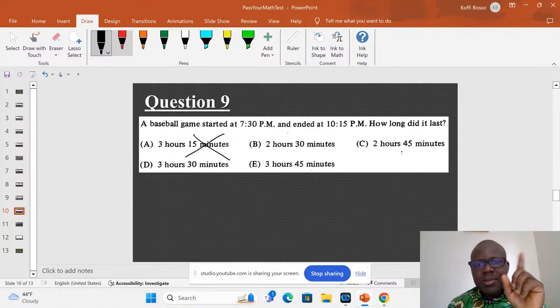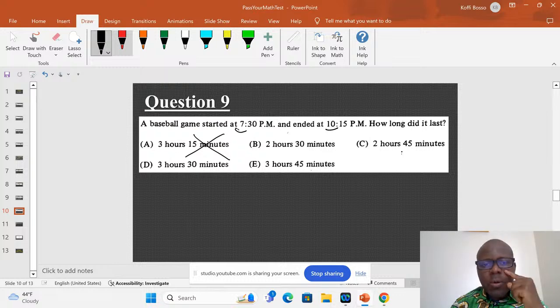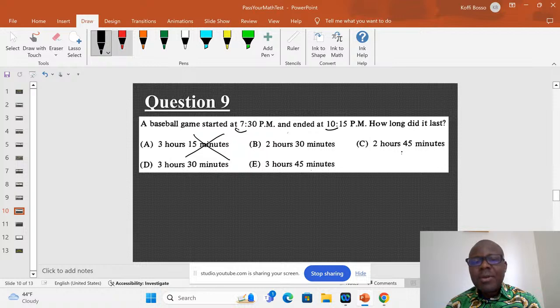Not good. This is not the correct choice. Yes, we are seeing that 7 here and the 10 here. So people will think, okay, from 7 to 10, you have 3 hours. Yes, from 7 to 10, we have 3 hours. But here it is not 7 to 10. It's 7:30 to 10:15. So before you get the 3 hours, you have to reach 10:30. So this is not yet 3 hours. The answer has to be something below 3 hours. So any answer here with 3 hours will be out.